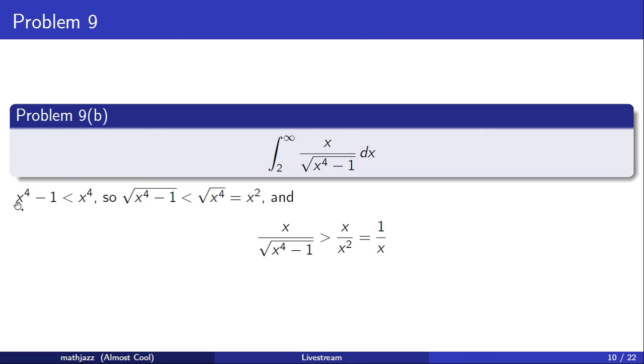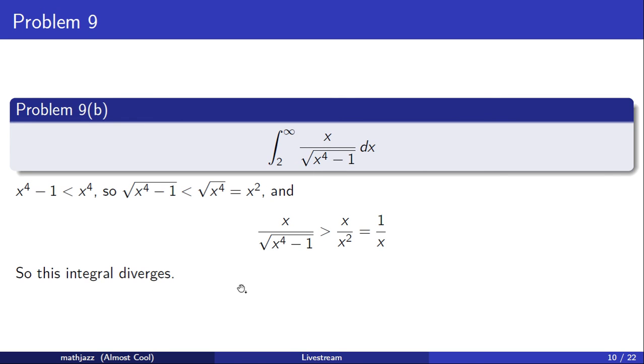Well, it looks like x to the fourth minus 1 is less than x to the fourth, because if you take 1 away from something, it gets smaller. So the square root is going to be less than the square root of x to the fourth. The square root of x to the fourth is x squared, so this fraction is going to have a smaller denominator than this fraction, so this is going to be a bigger fraction than this one is. If this fraction is bigger than this one, and this one equals 1 over x, and 1 over x diverges, this integral will diverge, because the integrand is bigger than the integrand of an integral that diverges.